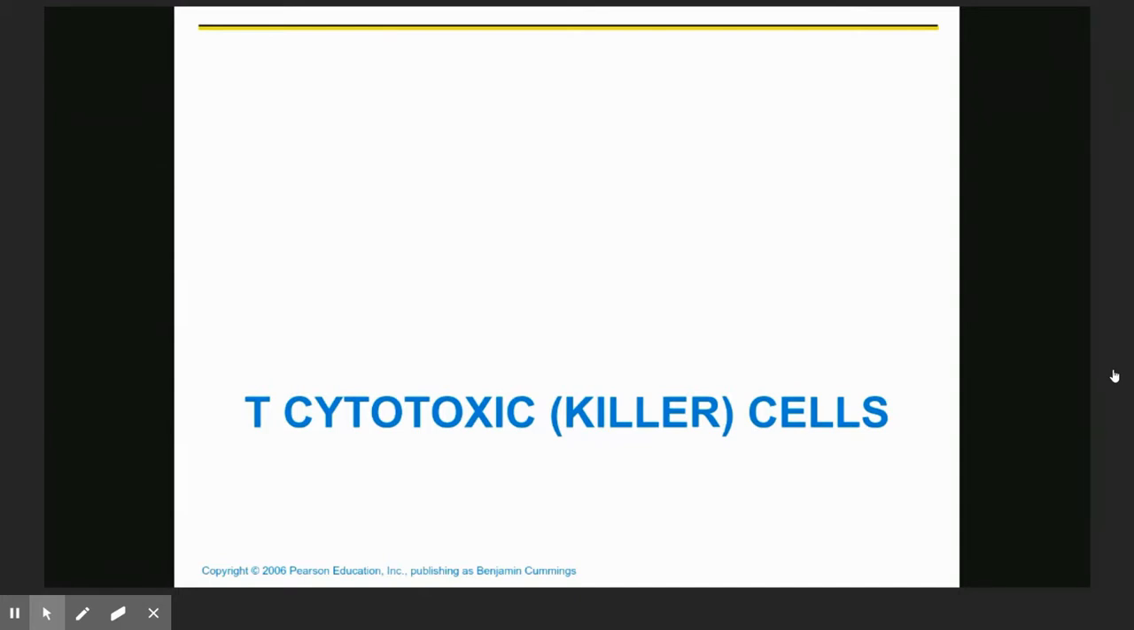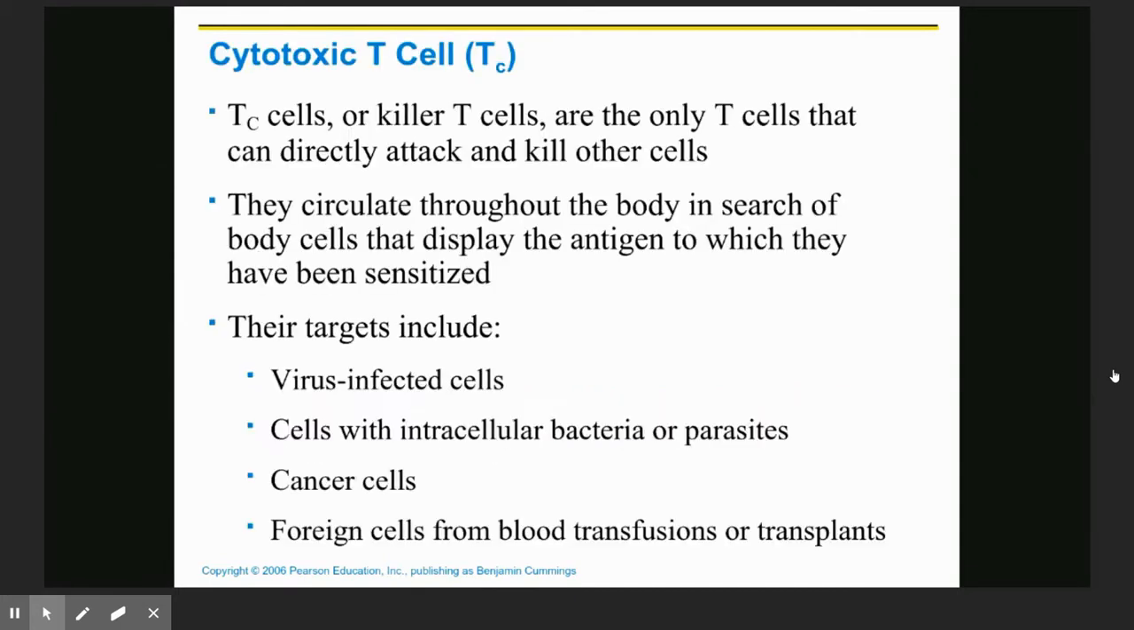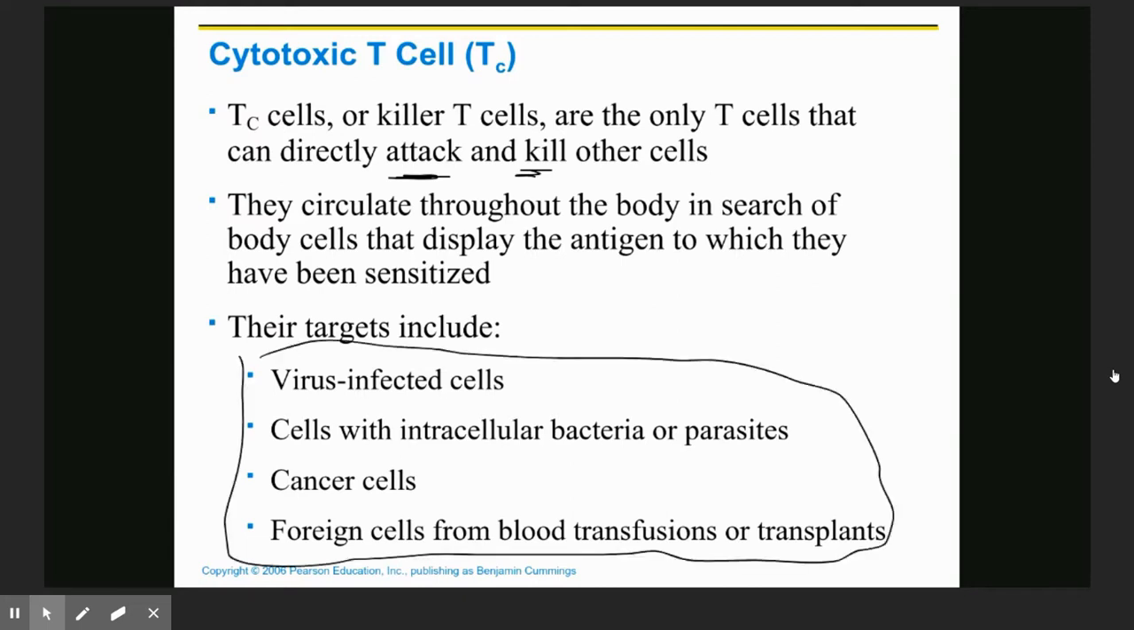Let's look at T cytotoxic or T killer cells. So remember, these directly attack and kill other cells. And here's what their targets are. Their targets are cells that are either foreign, are cancerous, or they're hiding something on the inside.